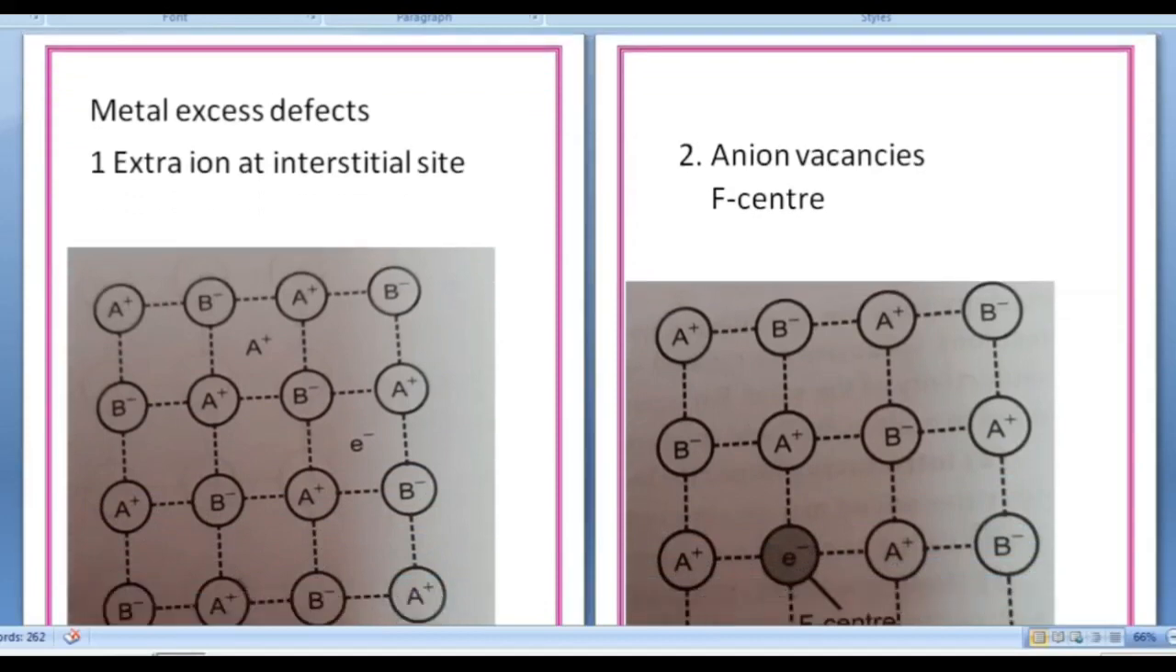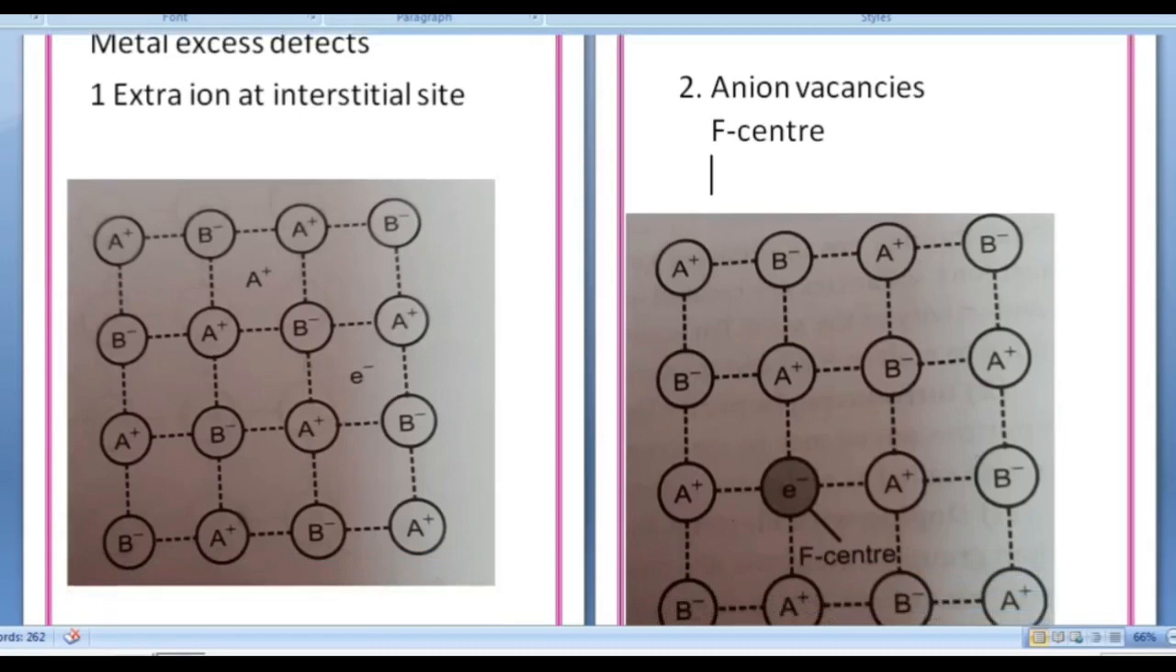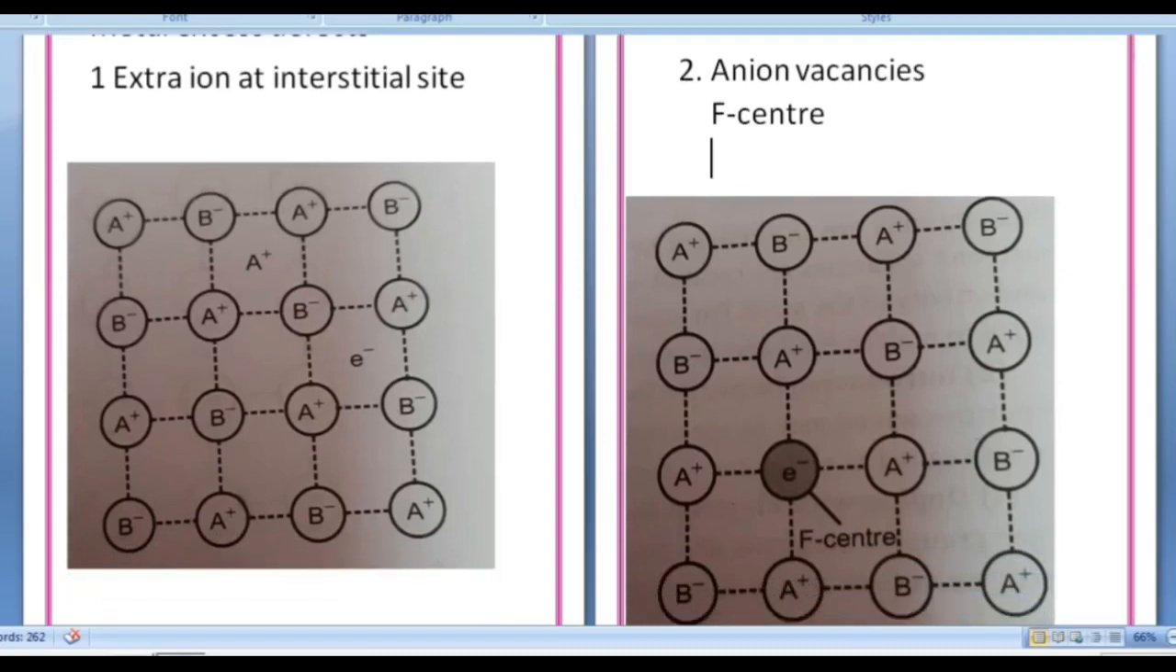Excess word means extra. Extra means there is an extra ion at the interstitial site, instead of the regular number. Again I'll take the example of a classroom only: in your class a child from some other class has come in, and now he is sitting in between you all, so that is an extra ion or an extra child. So that type of defect is called an extra ion.